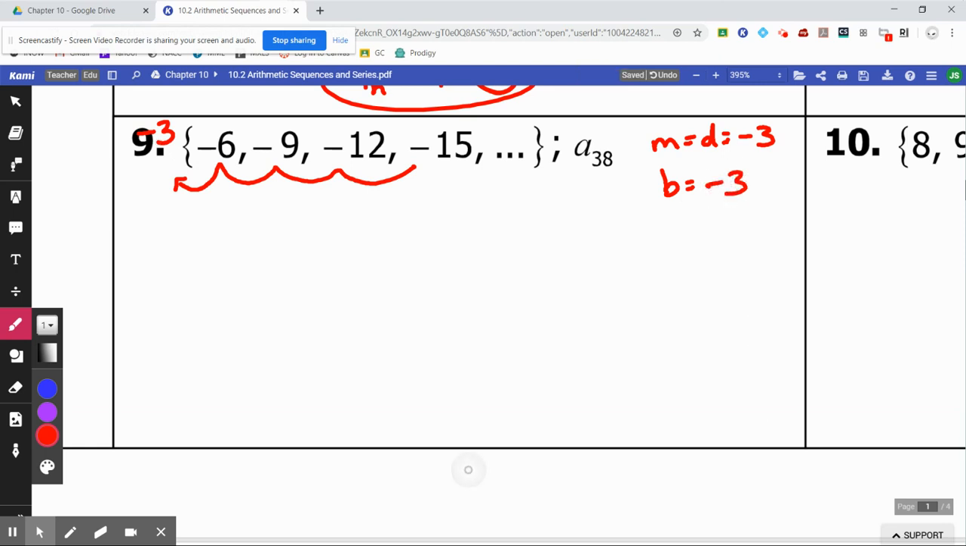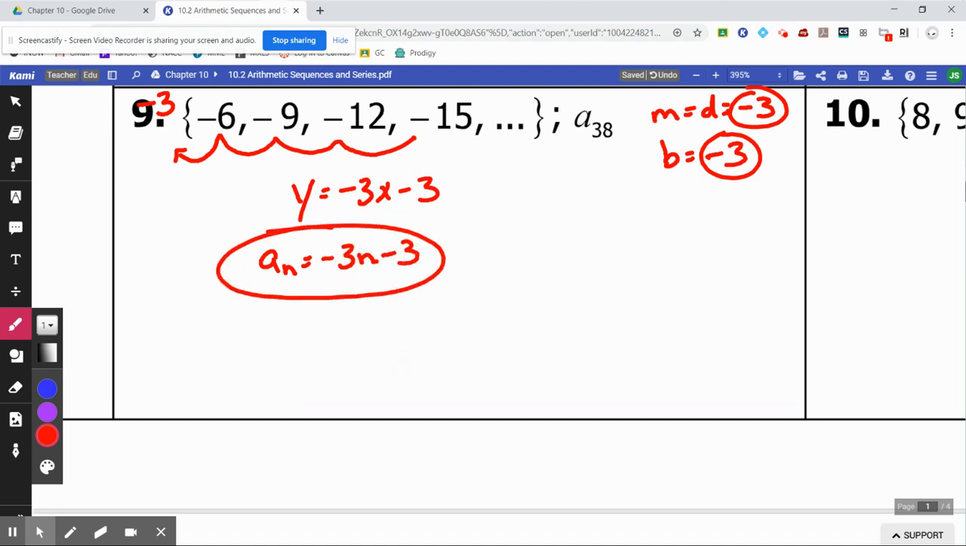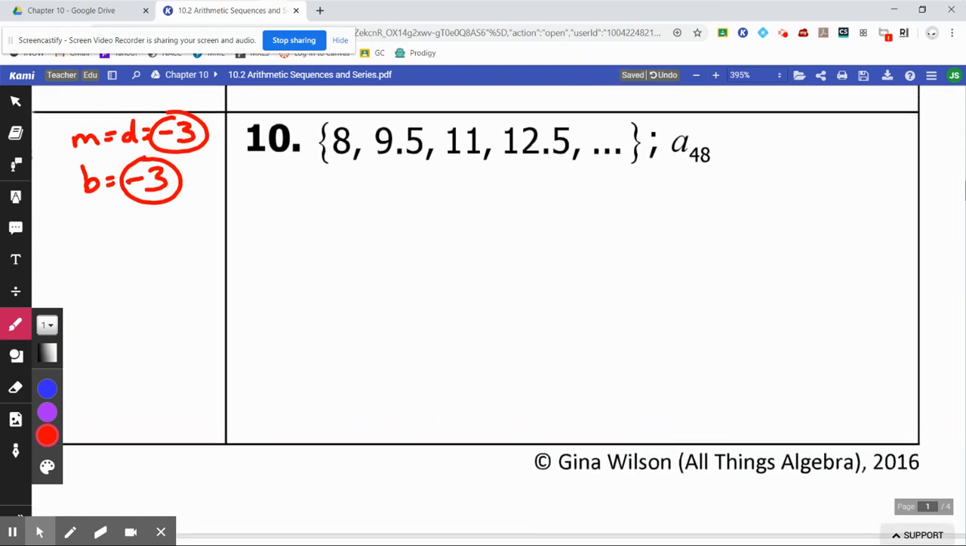So your linear equation would be y equals mx plus b. y equals -3x minus 3. Now that you have slope and you have y-intercept, you have your equation. So your formula here would be a sub n is equal to -3n minus 3. You don't have to do all that other work. And your 38th term, a sub 38, would be -3 times 38 minus 3, which gives you -117.